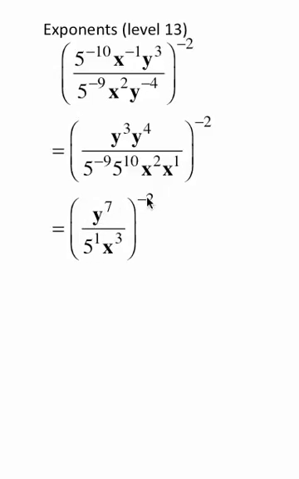So each of these exponents is going to be multiplied by the negative 2, giving us y to the negative 14 divided by 5 to the negative 2 times x to the negative 6.